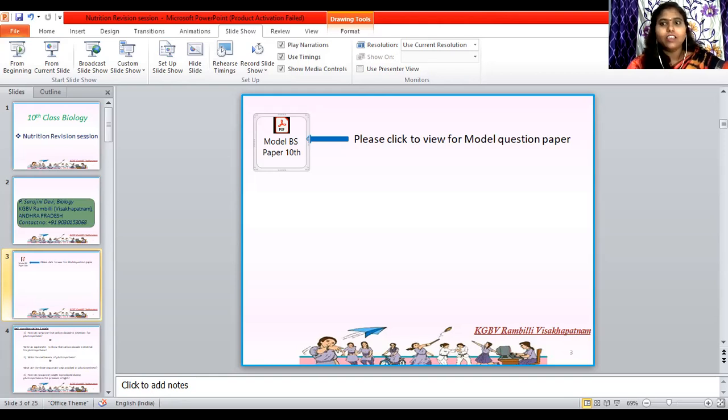Up to question number 28. If we observe section 4, there are essay questions. Each question carries 4 marks, from questions 29 to 33, and internal choice is also there. This is our public question paper model.